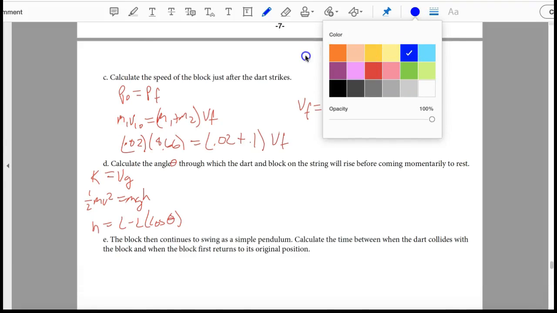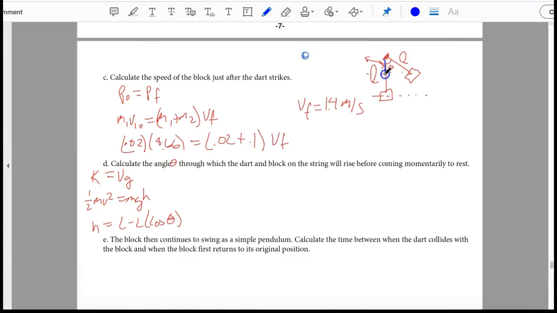So we'll go to blue. So now we've got this side of the triangle is what we want. Here is our triangle. That's the angle. So this will be L times the cosine of the angle. So h, which is this distance right here, from here to here, h is equal to L times 1 minus the cosine of the angle. There we go. So now we're in blue. Hopefully that's okay for you.